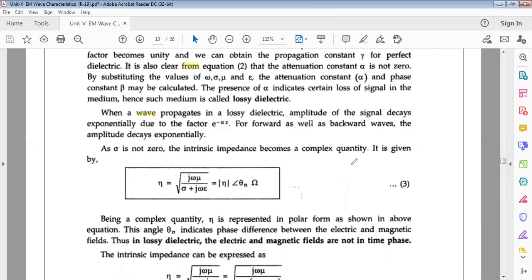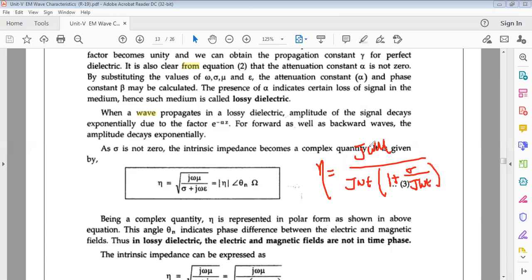We have eta equal to j omega mu by, you can take the denominator also, j omega epsilon; taking the common factor, 1 plus sigma by j omega epsilon. The j omega gets cancelled. And here is another radical factor, 1 plus sigma by j omega epsilon. It depends upon whether sigma by omega epsilon is less than 1 or greater than 1, depending on the condition. We can treat it as a perfect dielectric or a lossy dielectric.